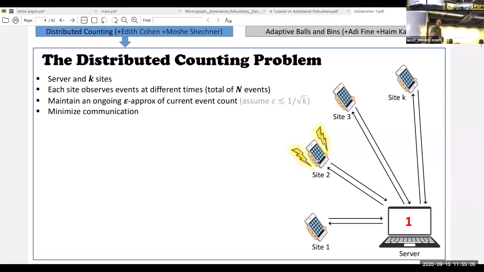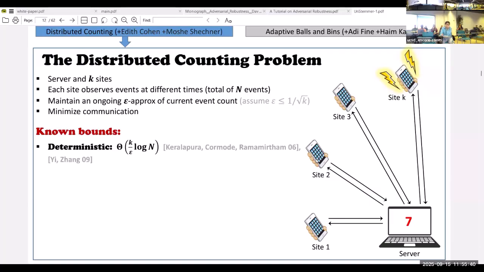Okay, so here is an illustration. This site maybe gets the first event, the server wants to say 1. Then this site gets an event, the server wants to say 2. Another site gets an event, the server wants to say 3, and so on. And of course, the server doesn't have to give an exact count, but it wants to give an approximate count. Capital N is the total number of events, k is the number of sites, epsilon is our approximation parameter. And the goal in this problem is to do it while minimizing the communication complexity in your protocol. You want to minimize the communication between the sites and the server.